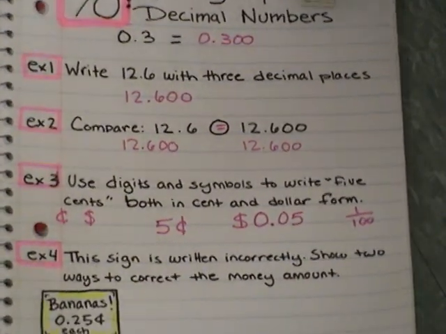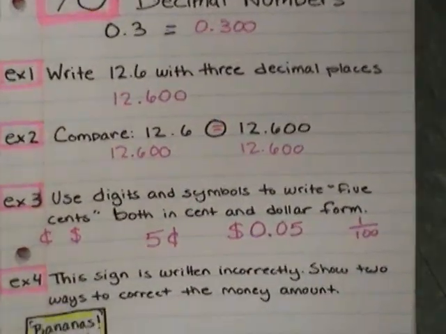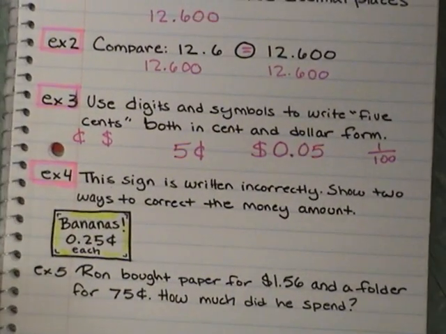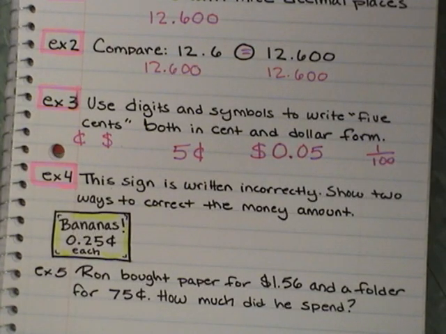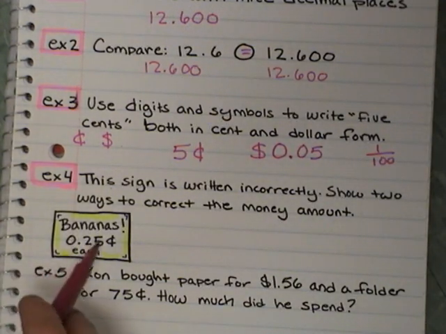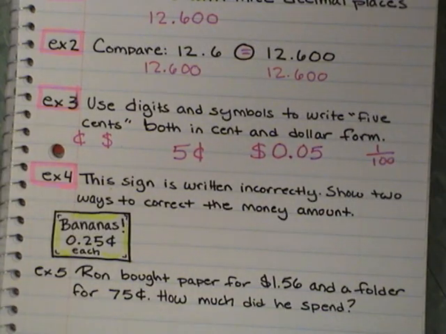Alright, the next one. It says, this sign is written incorrectly. Show 2 ways to correct the money amount. So it has a 0.25 and a cent sign. So there are 2 different ways that we can write 25 cents. See if you can write them.